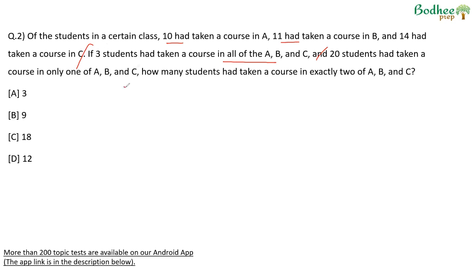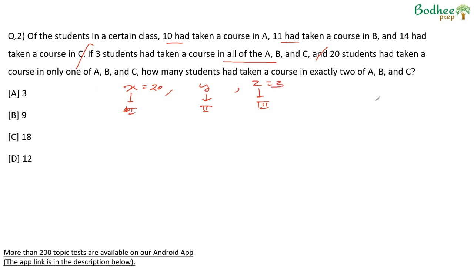Okay. Suppose X is the number of people who took a course in exactly one. This is given to be equal to 20, who had taken a course in only one. Y is the number of people who had taken a course in exactly 2. This is what we have to find out. Z is the number of people who had taken the course in exactly 3. This again is given to be 3. 3 had taken a course in all the 3.